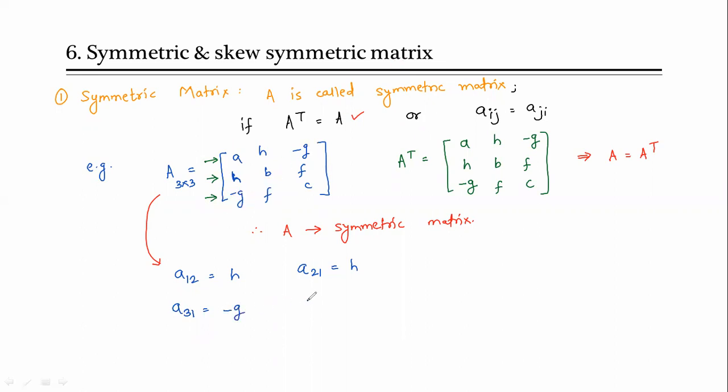Now what will be A13? That means the element belonging to first row, third column. That is what? Minus G.